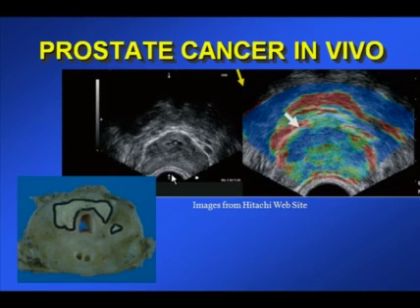Here's another example using the Hitachi system, which was one of the first clinical systems that was out there detecting a large prostate cancer, showing it as a stiff lesion on the elastogram, corresponding to the cancer shown on the histology slide here.